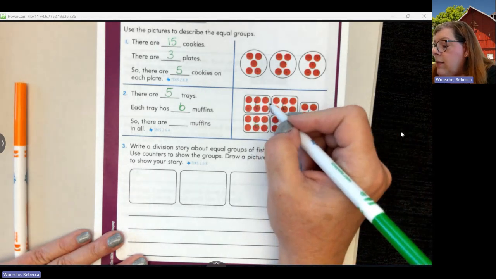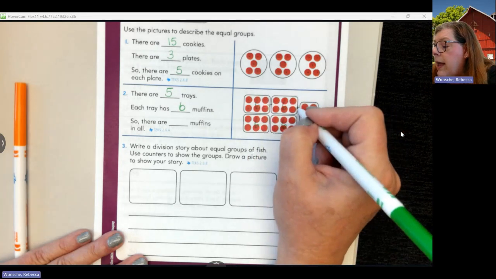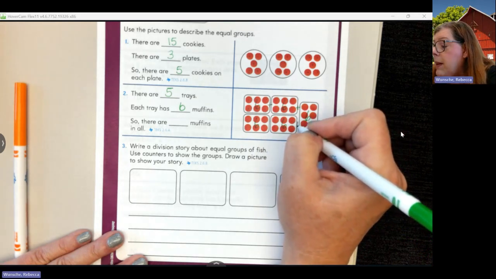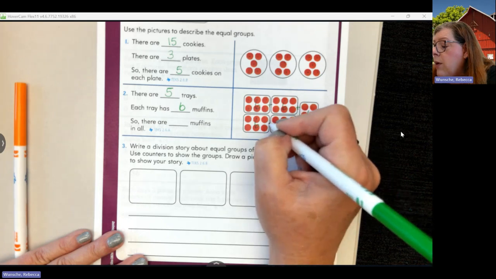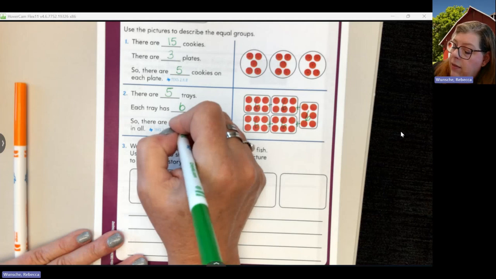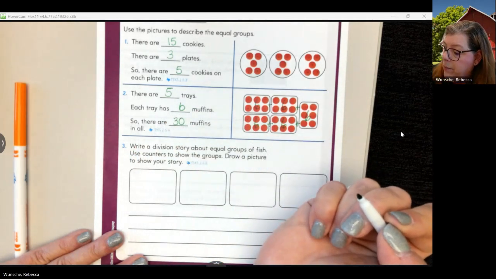So I have 6 plus 6. I know that that's 12. 12 plus 6 more would equal 18. 18 plus 6 more would equal 24. And 24 plus 6 more would equal 30. So I have 30 muffins in all.